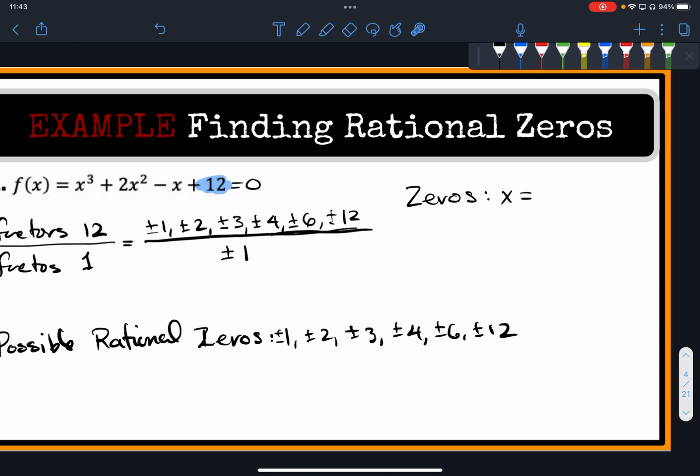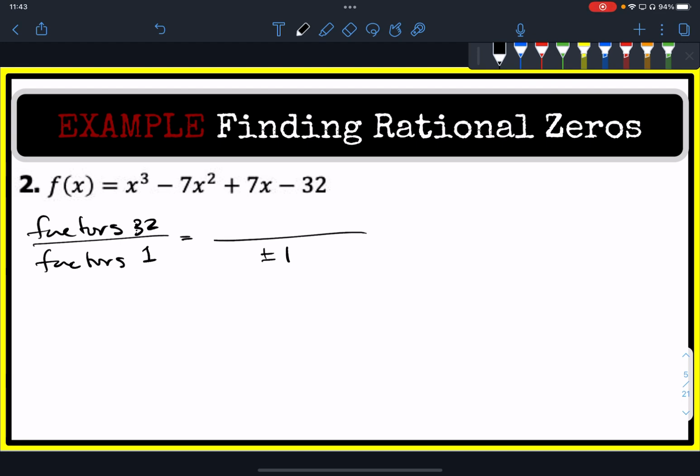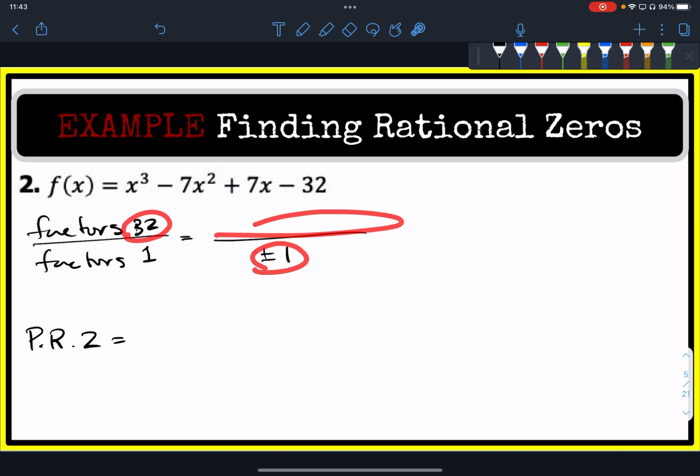So let's do another example. Very similar, we want to get the factors of our constant 32 and divide it by all of the factors of our leading coefficient 1. Again, our leading coefficient is 1, so we're going to divide all of this list by 1. So our list of possible rational zeros is simply going to be the factors of 32, since all of those factors get divided by 1.